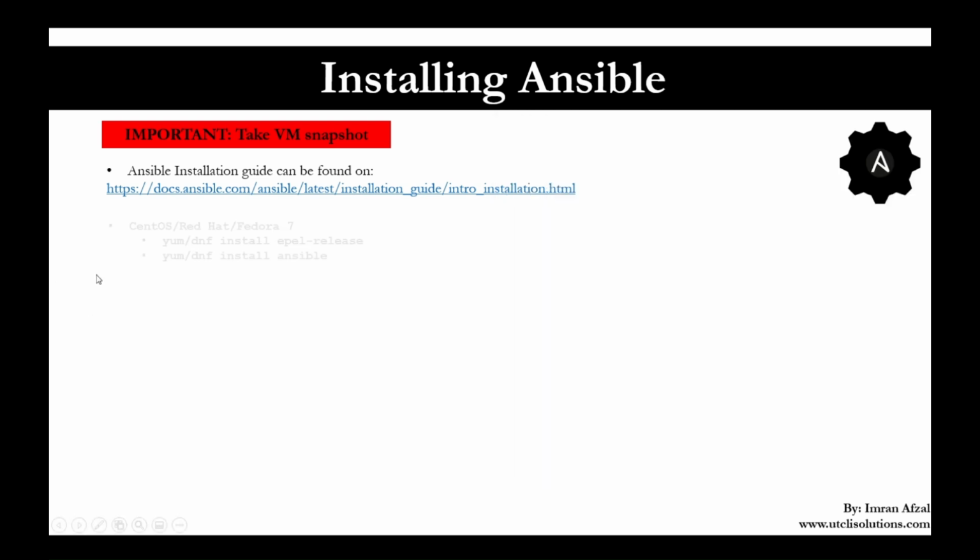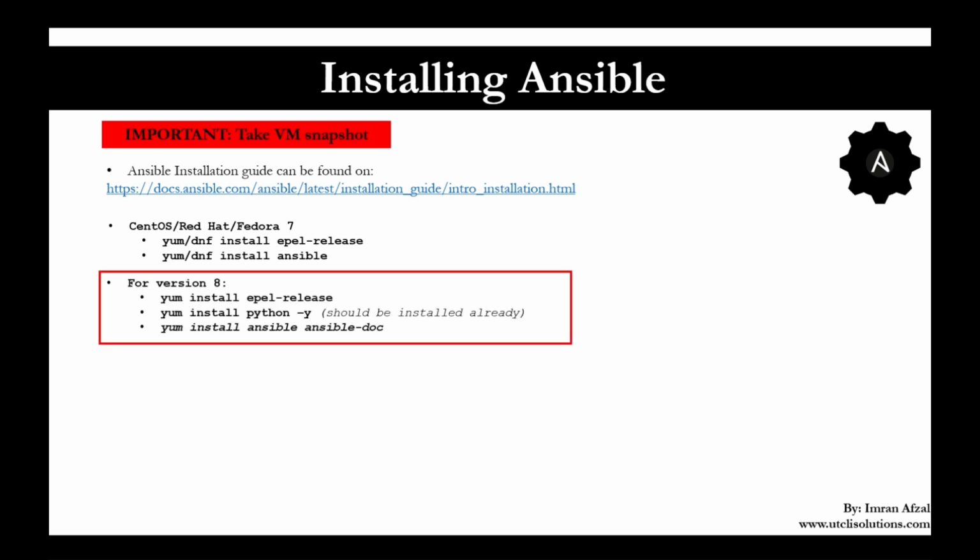The next step is, for CentOS, Red Hat, Fedora version 7, you will have to run the command yum or dnf. DNF is going to be replacing yum eventually, so for now you could use either. So install epel-release and then install Ansible. Now for CentOS 8 or any of the version 8, these are the instructions that we will follow.